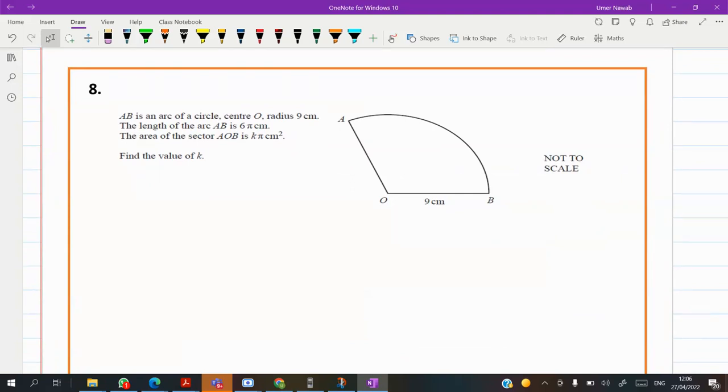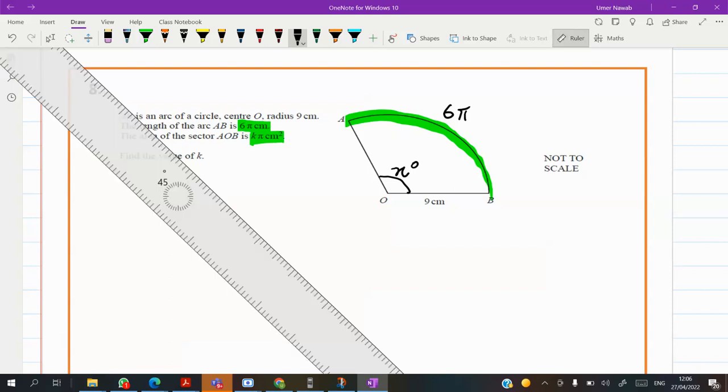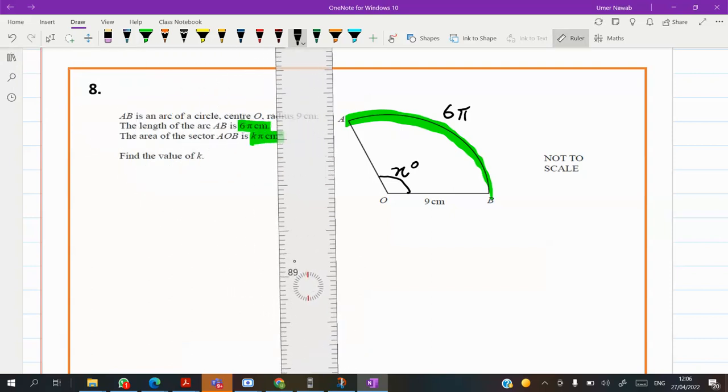He said the area is k pi centimeter squared. Did he give us the angle at the center? No, he didn't give us any information, but he gives us the arc length. Beautiful question. So the arc length is 6 pi. Unfortunately, he didn't give you this angle. And he is also providing you the area of a sector. But first, this question must have two parts. What are the two parts?